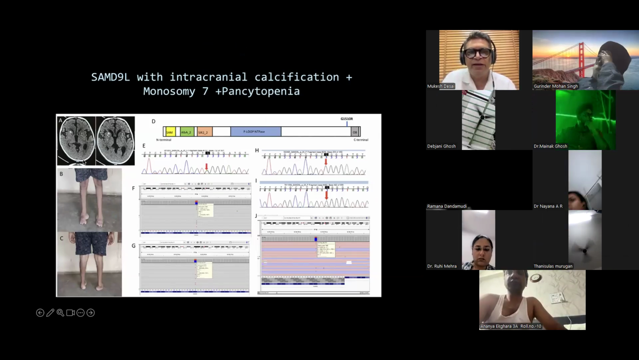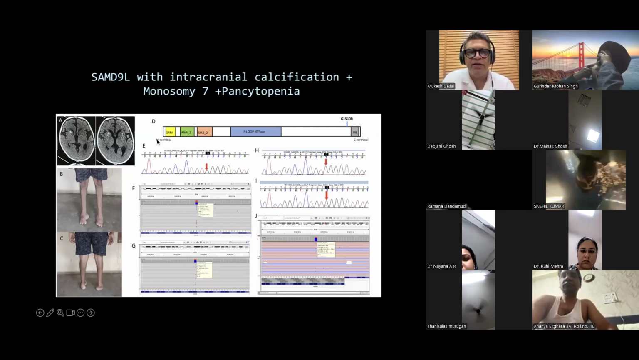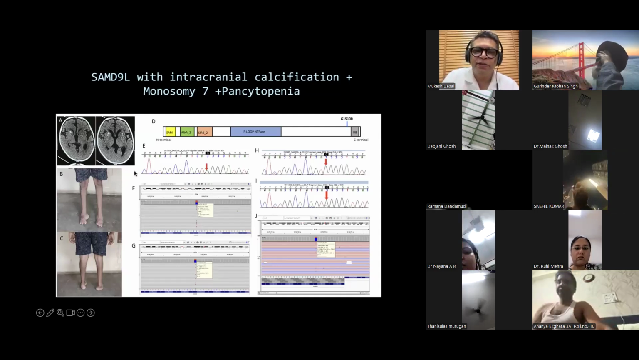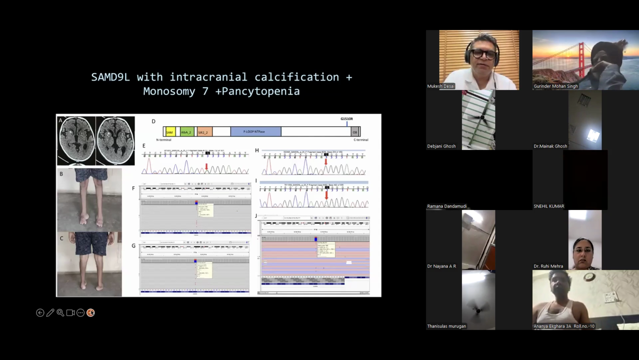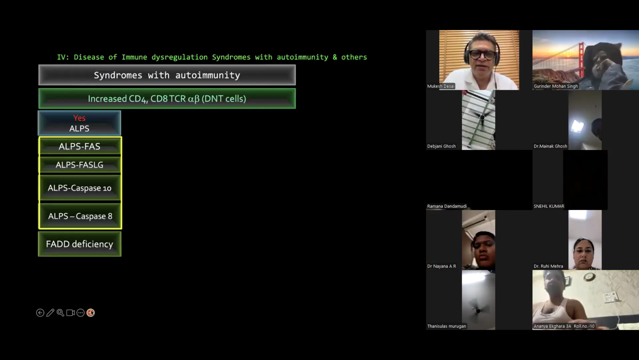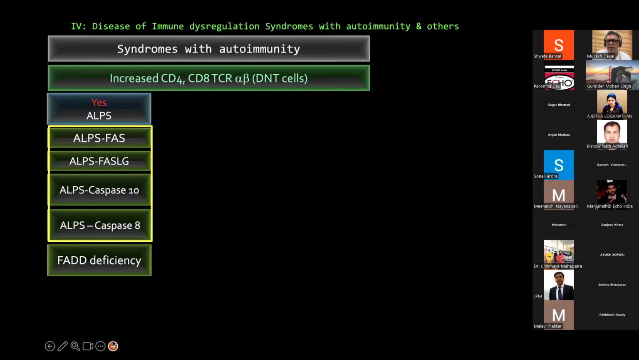So this is the child I was talking to you about, which has been published, with the SAMD9 ligand, where he has brain calcification and looked exactly like Aicardi-Goutières syndrome. He had an HLH-like presentation with a big liver and spleen, and his genetics showed that he had the SAMD9 ligand. Father is also a carrier of the same thing.